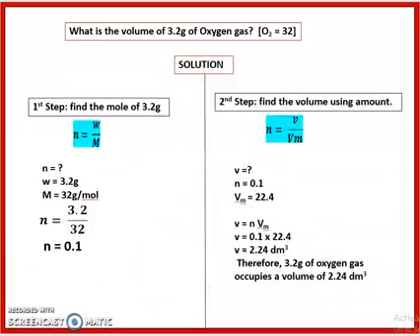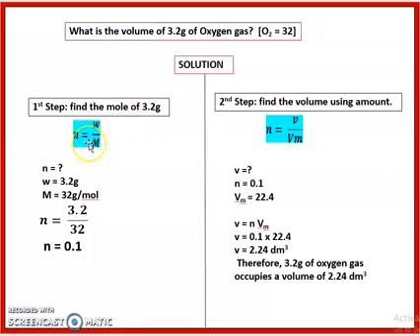Alright. Let's try one more question on this. What is the volume of 3.2 grams of oxygen gas? Assuming that the molar mass of oxygen is 32, the molecular mass. This time around, they gave us mass and asked us what volume this mass will occupy. So, the first step is to relate mass and mole. So, first step, find the mole of 3.2 grams. Since 3.2 grams is what we are given, we have to find the amount of 3.2 grams.